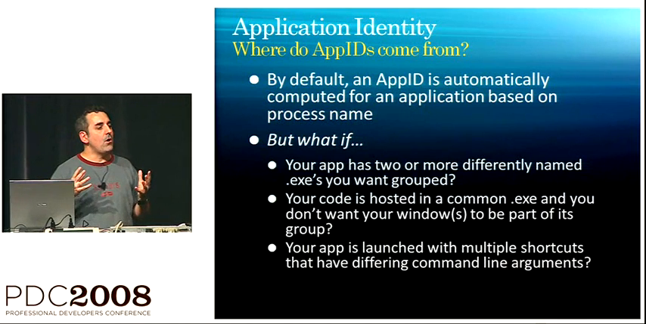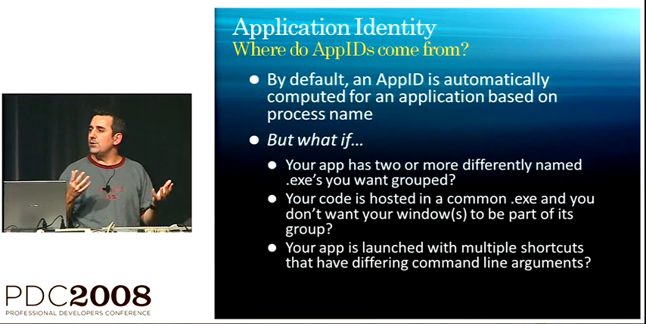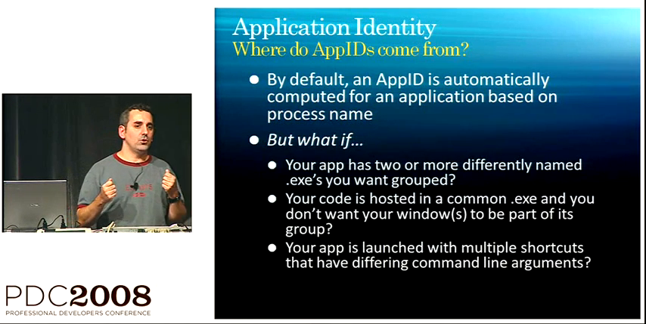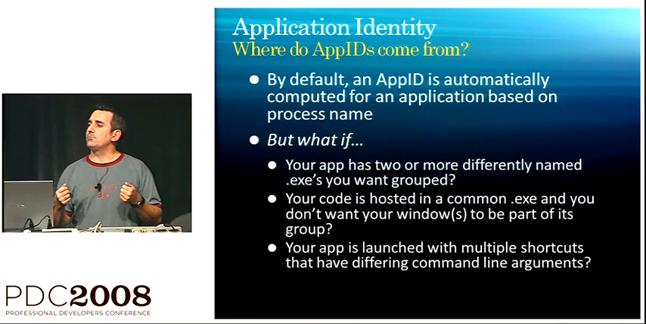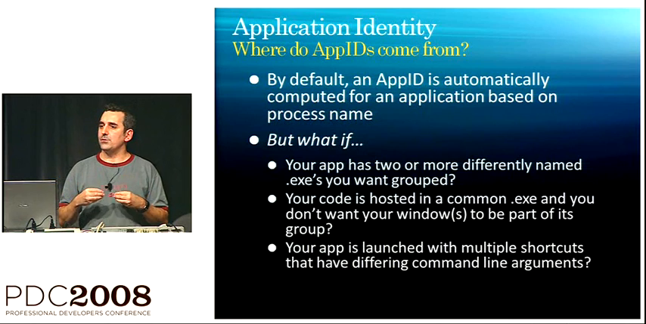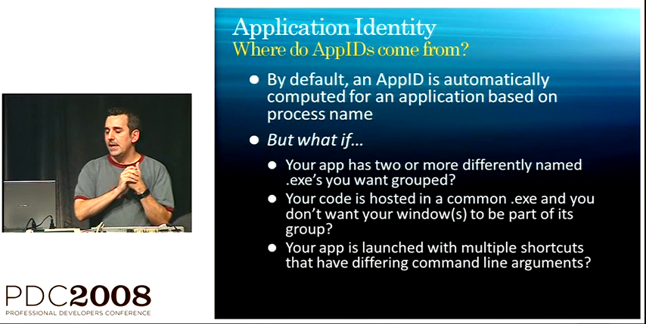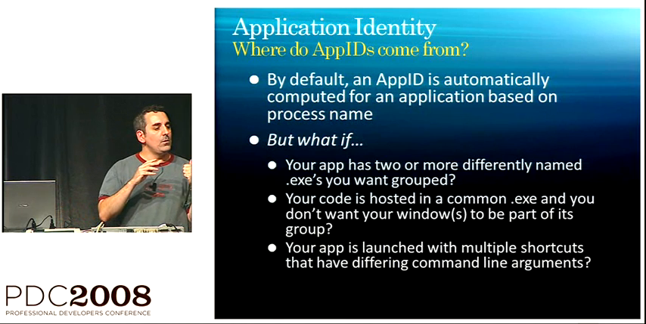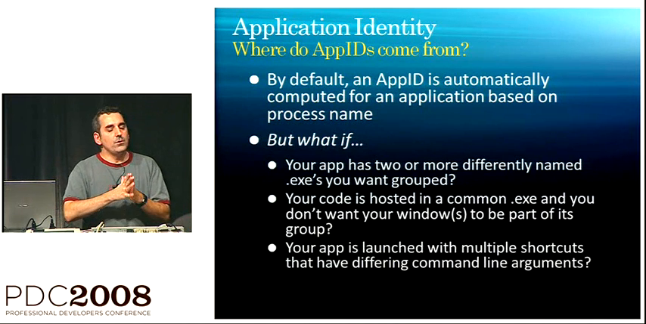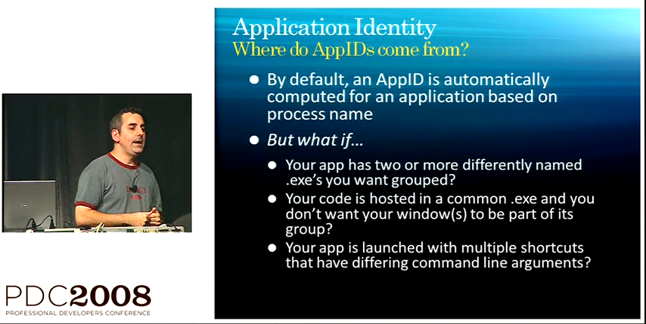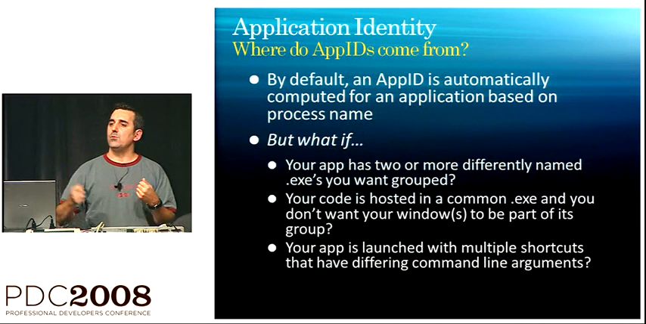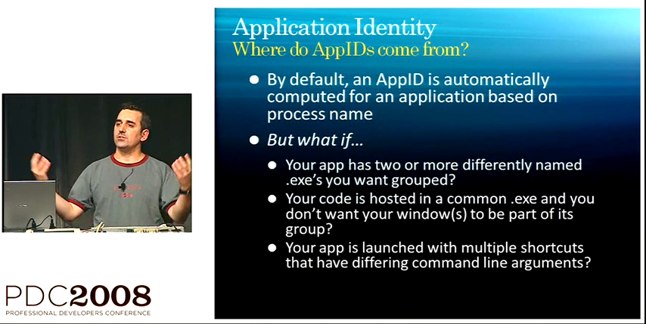But by using the process name, there are a few scenarios in which things could work perhaps a little better. For example, if your application has two or more different processes that both produce UI or maybe work with documents, well, they would by default be separated into two categories on the taskbar. Or rather, if your code is perhaps hosted in a common executable, maybe you're a DLL or some kind of plugin, and you don't want any windows or UI that you produce to be just all grouped together.